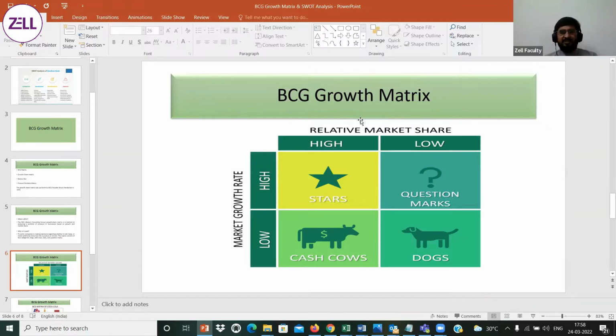On the top left-hand side, you see under the market share column, high. And on the market growth rate top corner, you see high. And they portray it as stars. That means you have a high relative market share and you also have a high market growth rate. What does that mean? That means your market share is comparatively quite high, and the market is also growing very fast. What can be a perfect example of that? Anyone?